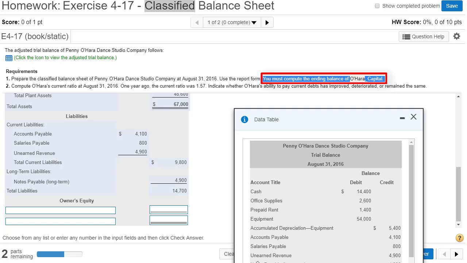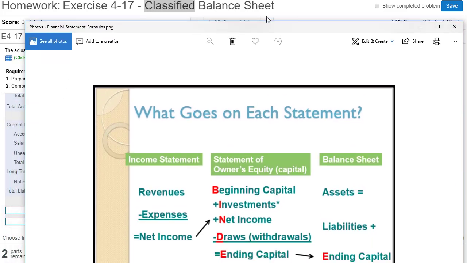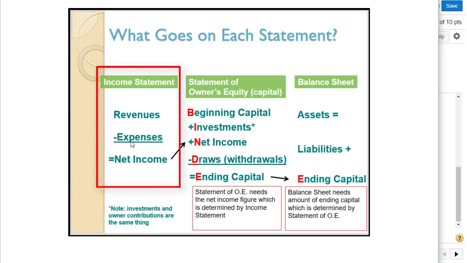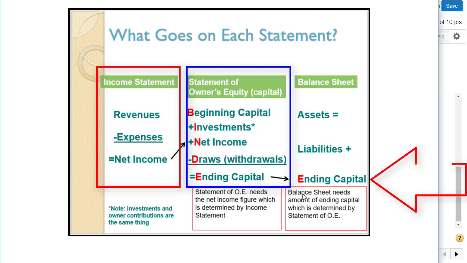So the proper way to calculate the capital on the balance sheet, let's review the formulas for the three financial statements. You do the income statement, revenues minus expenses gives you net income. And then we do the statement of owner's equity, and that will give us ending capital. And notice it's the ending capital that goes over here on the balance sheet. So how do we calculate ending capital? Well, we take the beginning capital, add the investments, add net income, and then subtract draws, and that gives us ending capital.